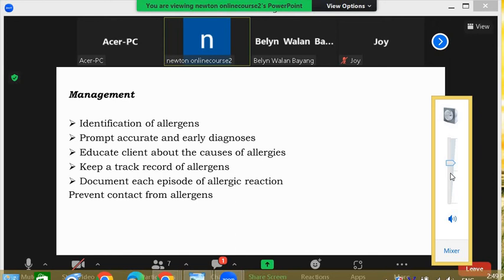Prompt, accurate, and early diagnosis. If the person has any allergy, first you have to diagnose early. You have to confirm which allergen the patient has for that condition.